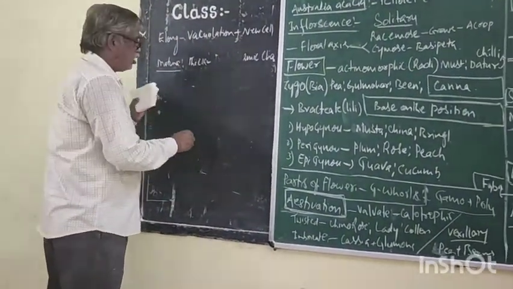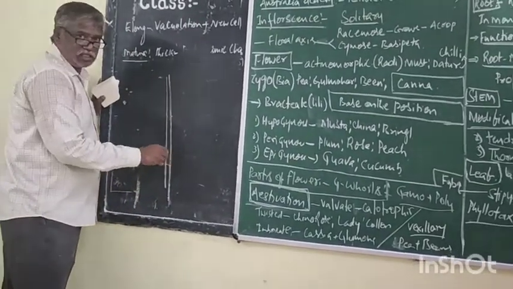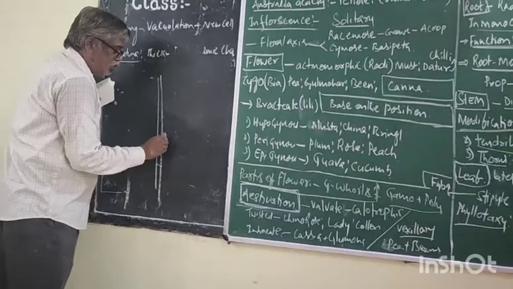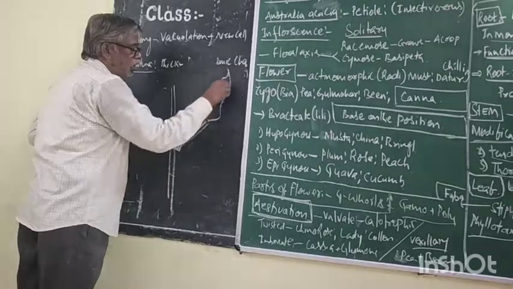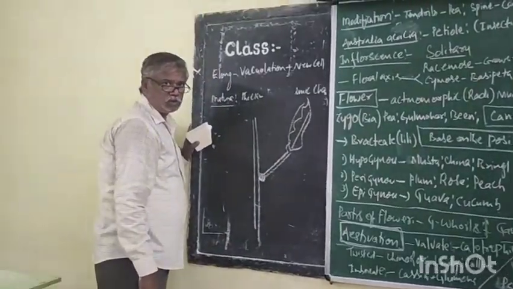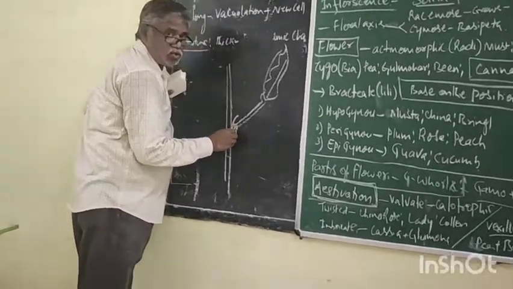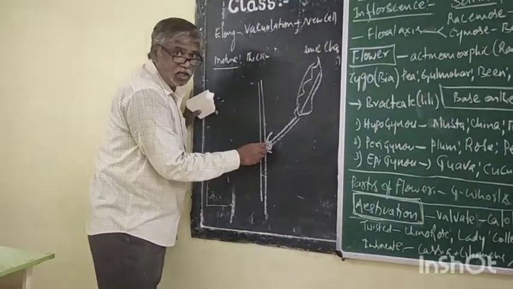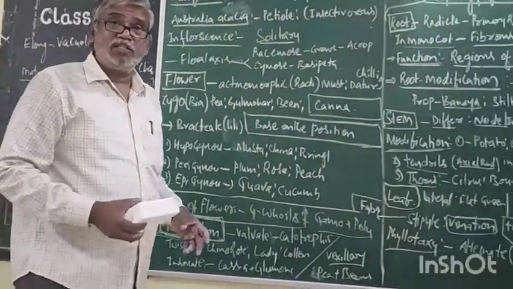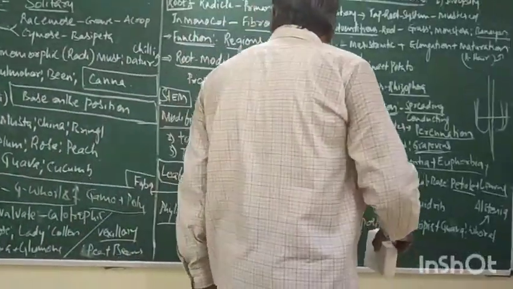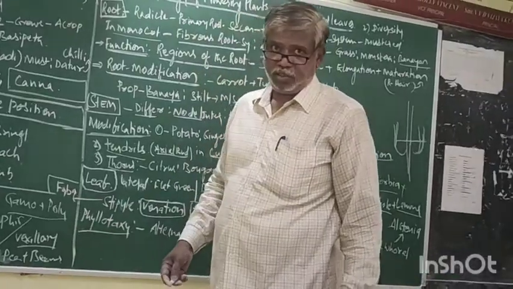Now see, it is the stem, the leaf base, petiole, lamina. A pair of small leaf-like structures on either side of the leaf base is called as stipule. Presence of stipule is called as stipulate. It is the character of Fabaceae.